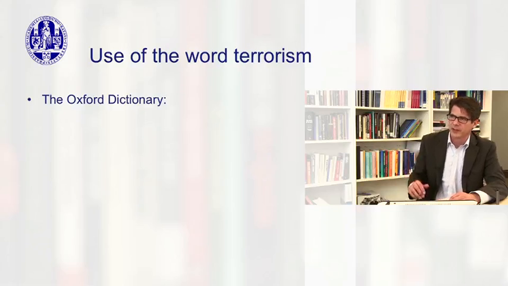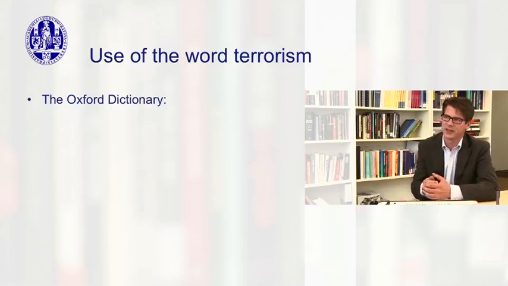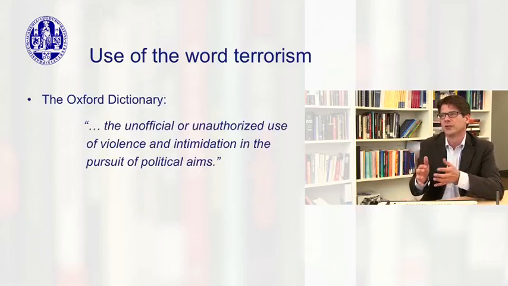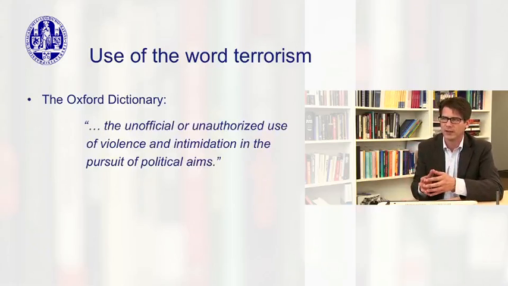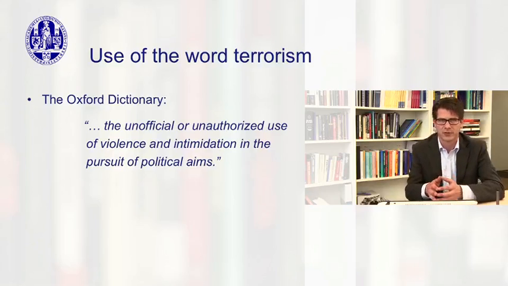What does, for instance, the Oxford Dictionary say about the meaning of the term? I've used the Oxford Dictionary because I think it's the leading one in the English language. Let's have a look. It reads as follows, and I've used the online version. It says, terrorism is the unofficial and unauthorized use of violence and intimidation in the pursuit of political aims. It's a great dictionary, but as with all dictionaries, a description of words is an interpretation. And you and I might disagree about the interpretation they give for the word terrorism.